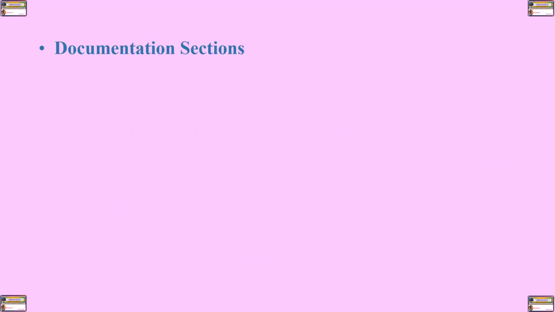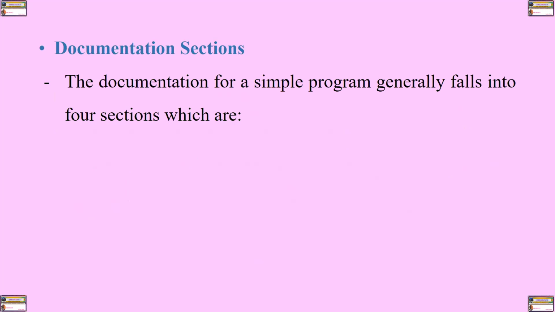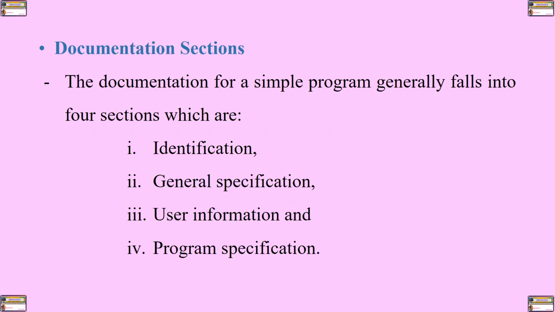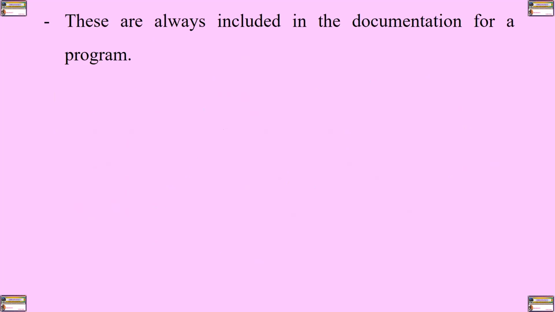So what are some of the sections of documentations or documents? The documentation for a simple program generally falls into 4 sections, which are the identification, the general specification, the user information, and the program specification. These are always included in the documentation for a program.